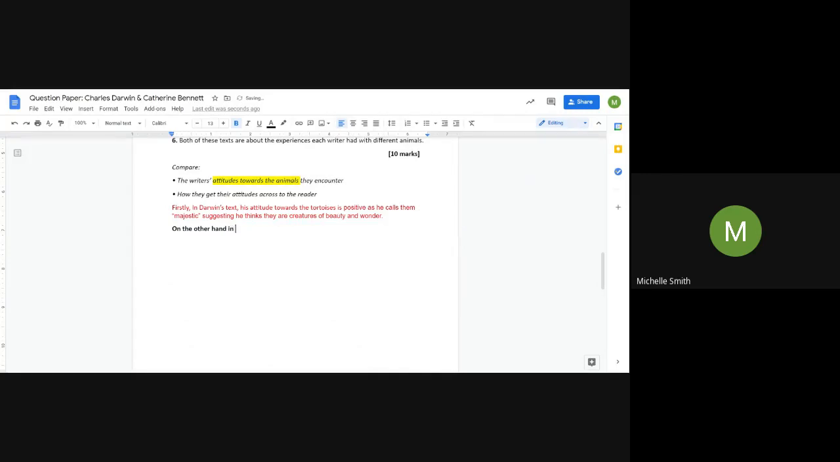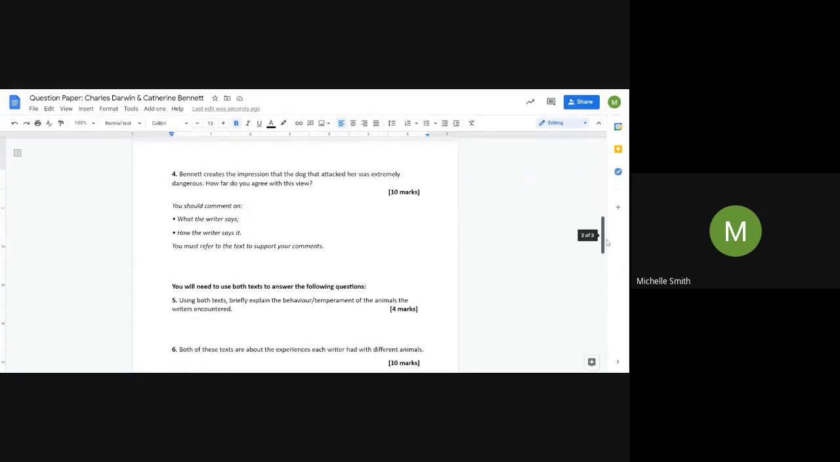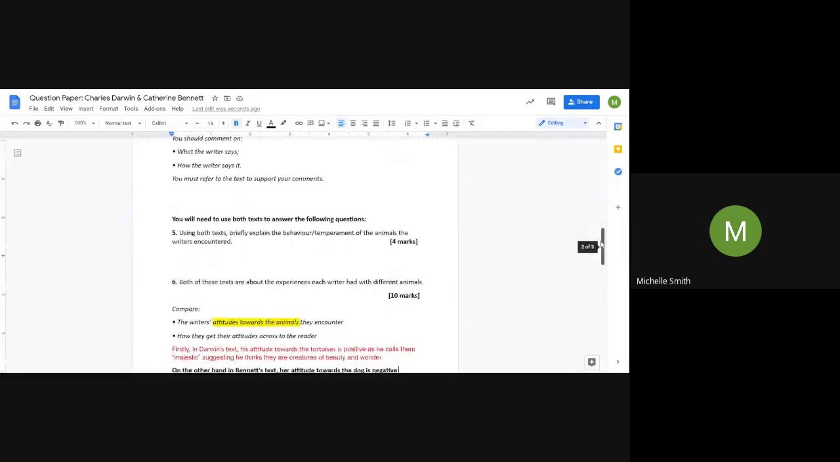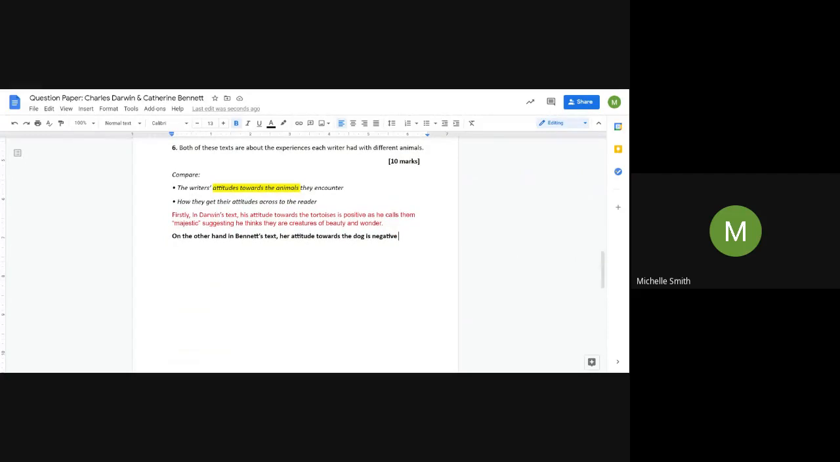So on the other hand, in Bennett's text, her attitude towards the dog is negative. And then I would go back to question 4 and have a look here. What was the question? She creates the impression that the dog was dangerous. So how far do you agree? Now, if you did agree that she created the impression that that dog was dangerous, you can use lots of your examples here again in question 6, because that would be her attitude, isn't it? That the dog is dangerous.